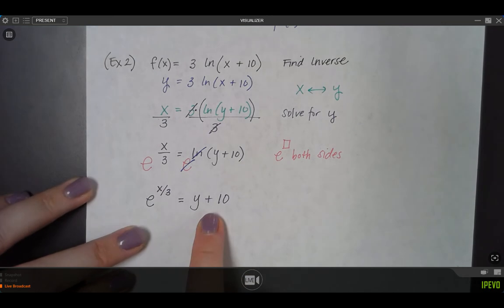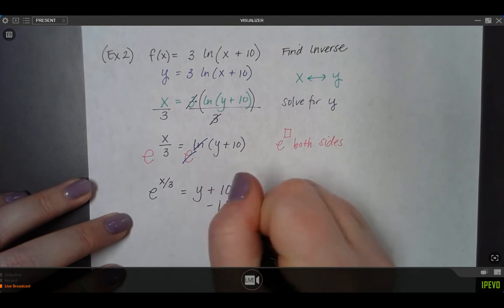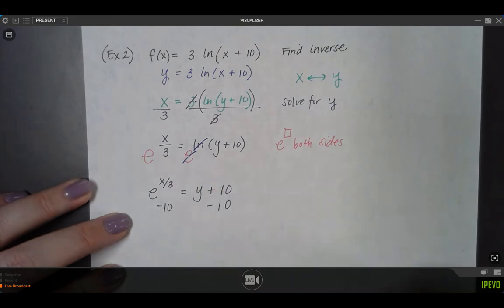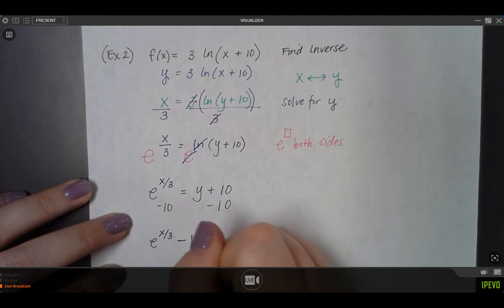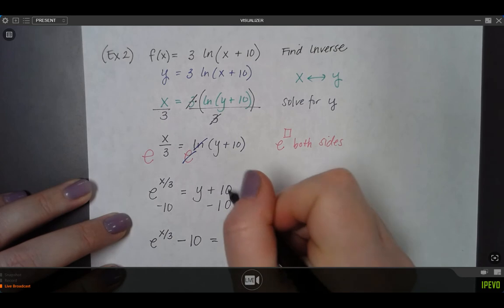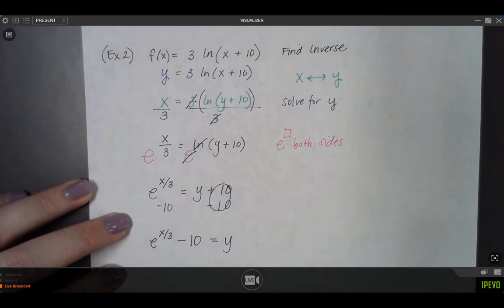Now it's a lot easier for me to get that y by itself. I'm going to be subtracting 10 from both sides. And that's going to give me e to the x over 3 minus 10 on that outside part. A positive 10 and a negative 10 simplify to 0, and this gives me a y. Again, because I am finding the inverse, I want to use my inverse notation. This gives me e to the x over 3 minus 10.